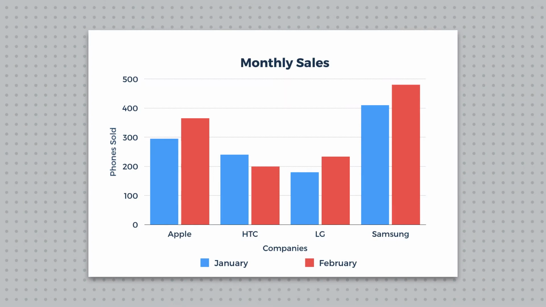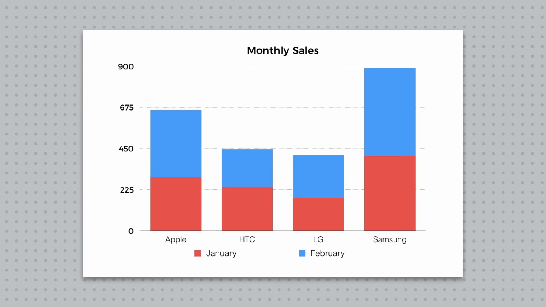So if we look at this chart here, while it's very clear for us to see that Samsung is the highest selling and Apple was the second highest, it's much more difficult to compare the total sales for January and February of HTC and LG, because the blue bar is higher for HTC and the red bar is higher for LG. So it's a little bit more complicated here to see in an instant which one had the higher sales over the 2 months. But if we use a stack chart, we can see instantly that HTC had higher sales over the 2 months. So those are the different kinds of bar chart you might want to use.